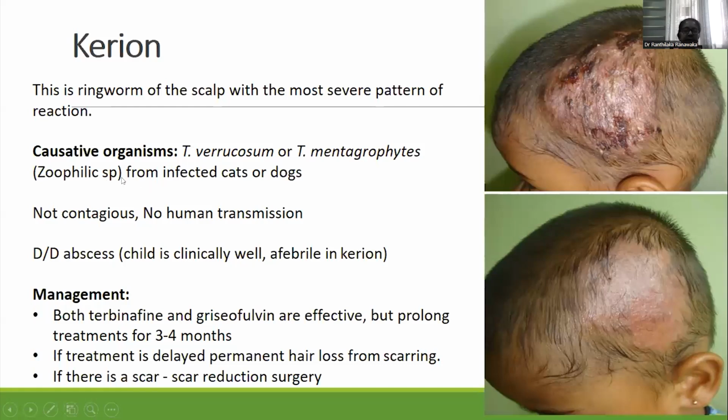Most of the children get this, mostly children, from infected cats or dogs. Trichophyton species are there, verrucosum or mentagrophytes. So these species are zoophilic, and it is not infectious. There's no human transmission.